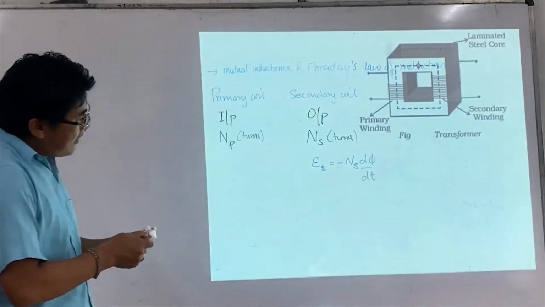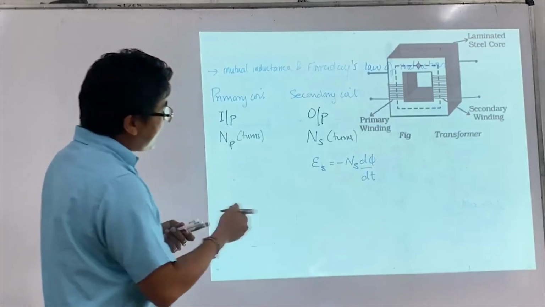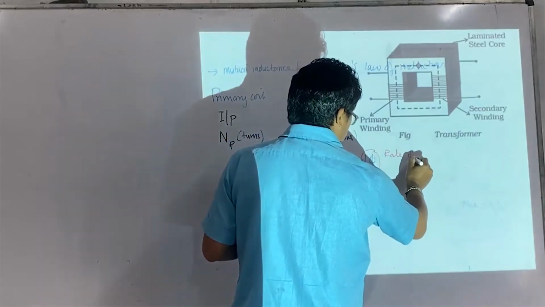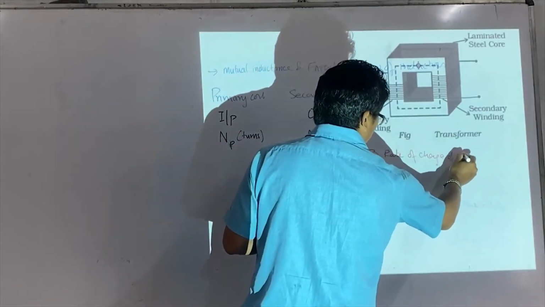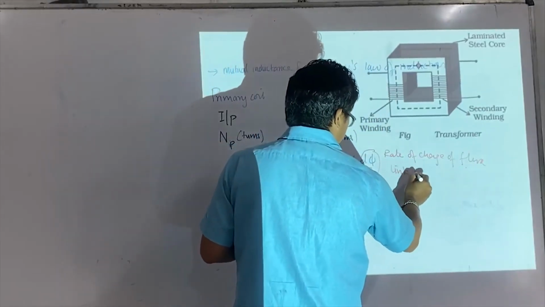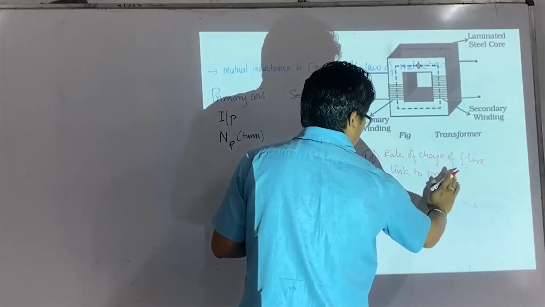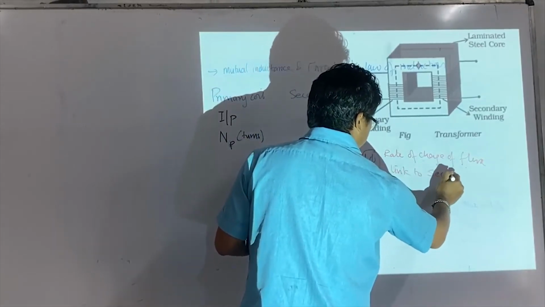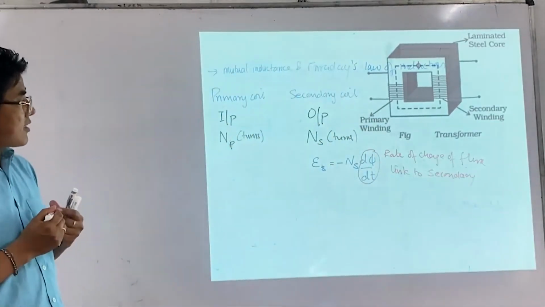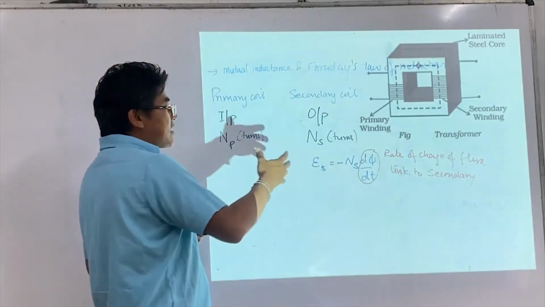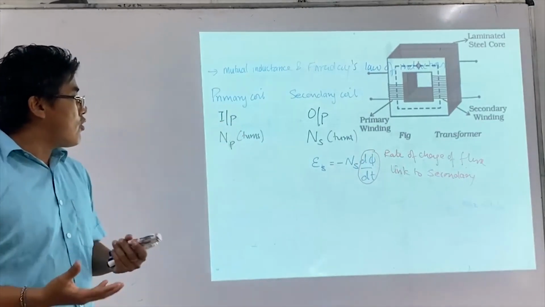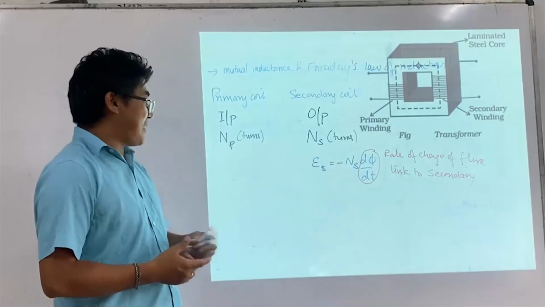and this is what we have. And I would say that this is the rate of change of flux, the rate of change of flux linked to the secondary coil. And each turn has this mean rate of change of flux, then the total rate of change of flux is going to be multiplied by NS.